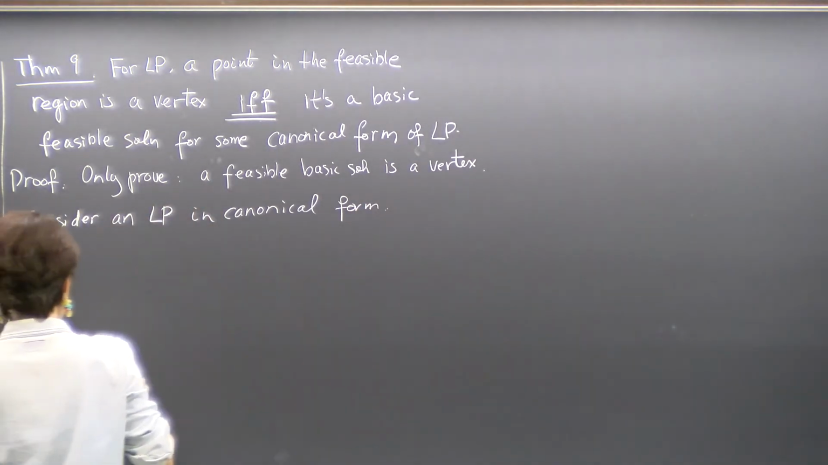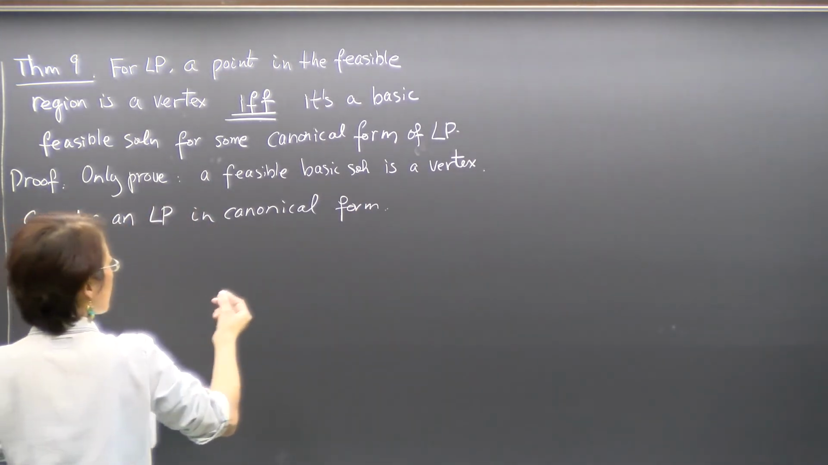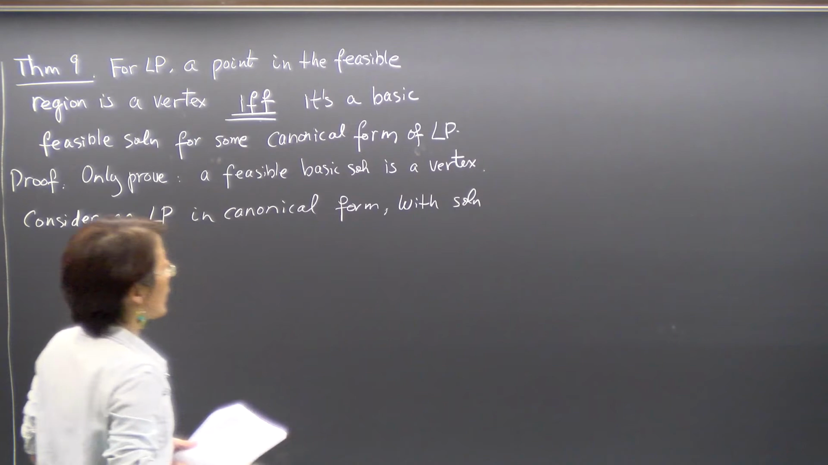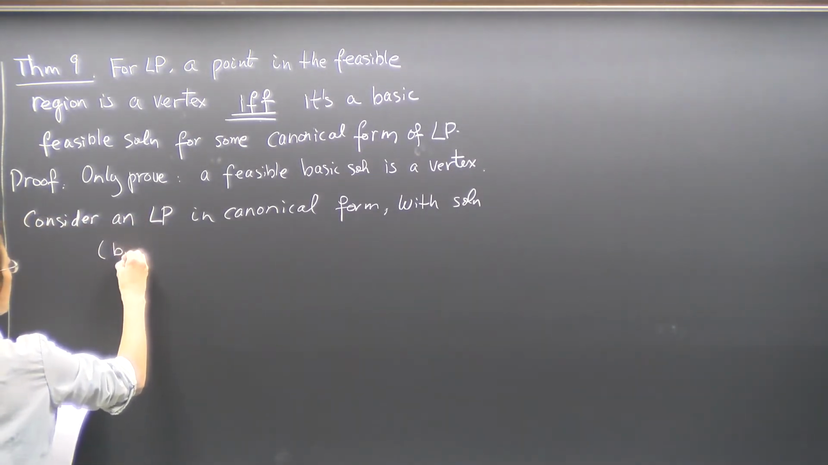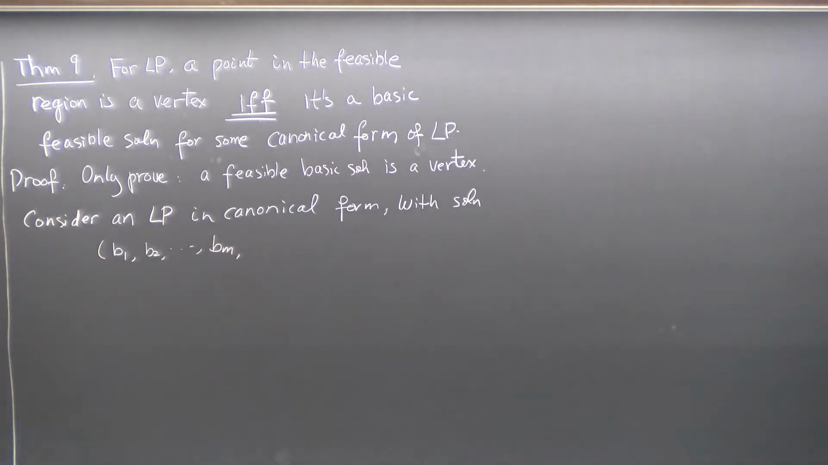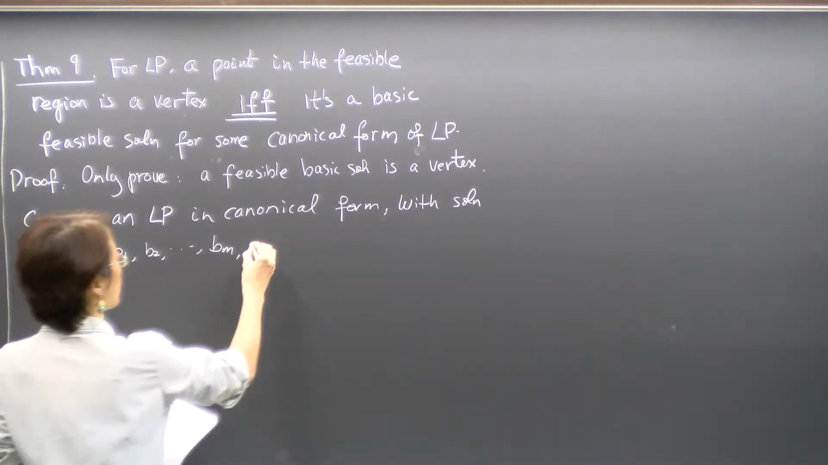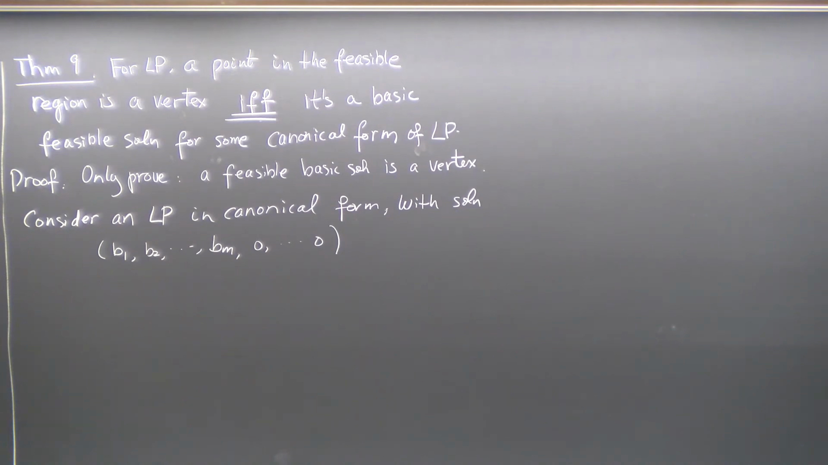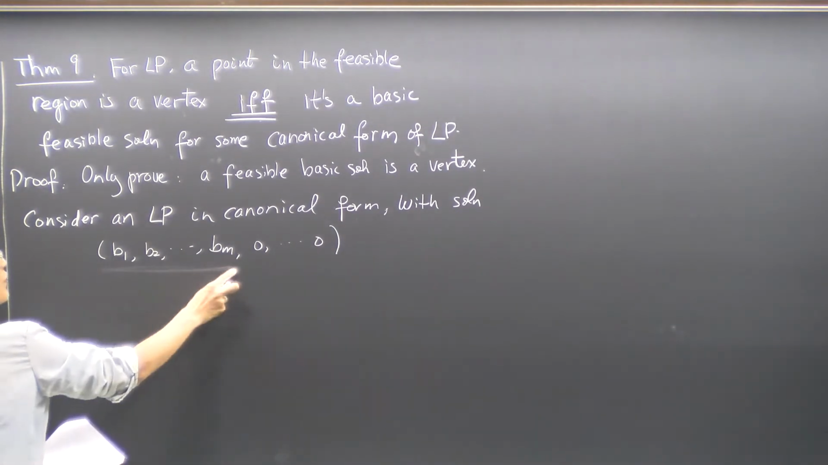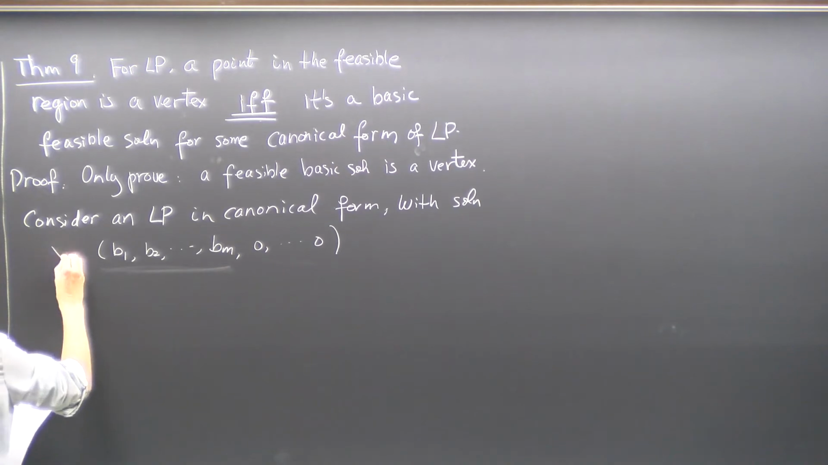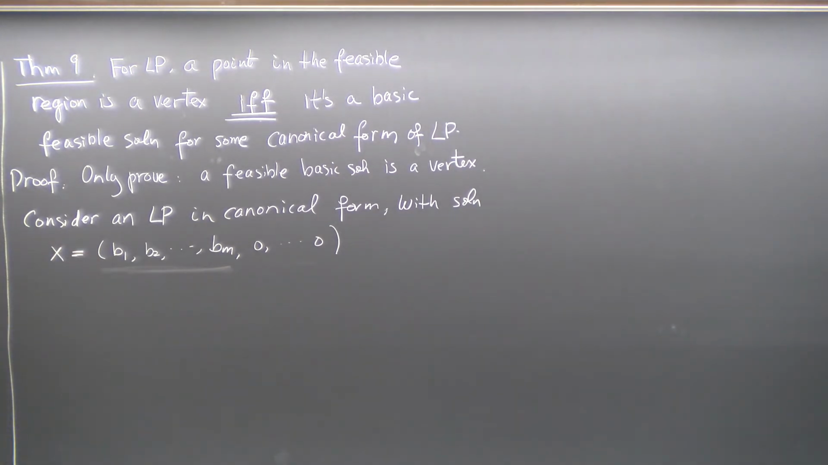Consider the canonical form with the solution. As I said, I will move the basic variables, B1, B2, and so on, to small indices. The ones with large indices are non-basic ones. They will be 0. Is that clear? The basic solution takes the right-hand side for the basic variables and 0 for the non-basic ones. I can rearrange and present it like this. So let's call this x, and I want to show that that is a vertex for the feasible region.